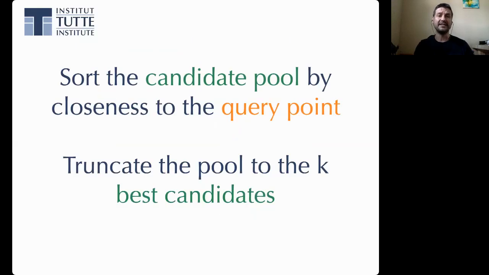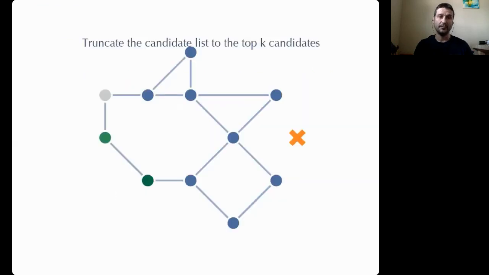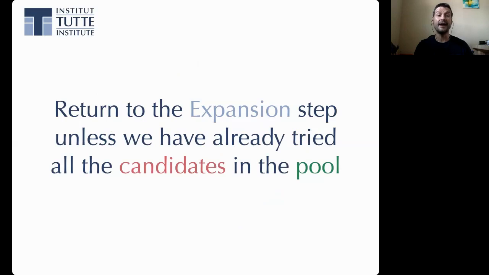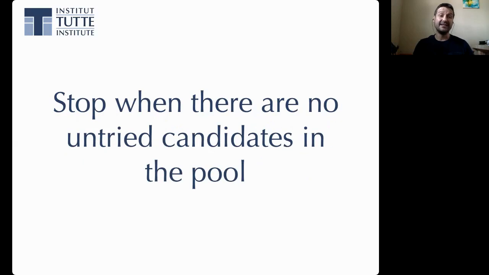If we keep doing this, we'll end up with a lot of candidates in our pool. So we'll sort the candidates by distance to the query point and keep just the k best candidates that are closest to the query. That would look something like this. The green nodes are our sorted list of candidates, and we've truncated away that one gray node. But now we have a new ranked candidate pool. So we can go back to our expansion step and expand the best untried candidate node. When there are no candidates that we haven't already tried, we've gone as far as we can, and we can declare ourselves done and return the candidate pool as the k nearest neighbors of the query point.